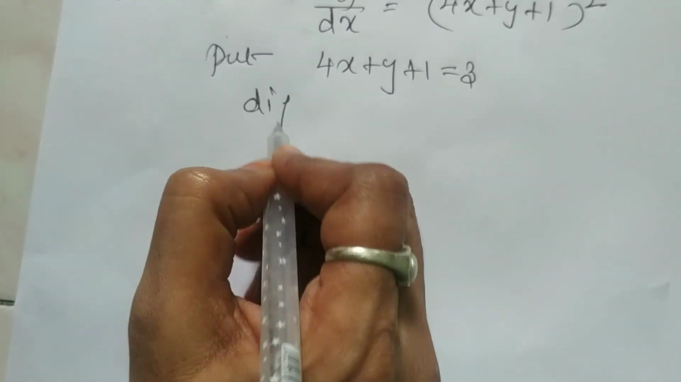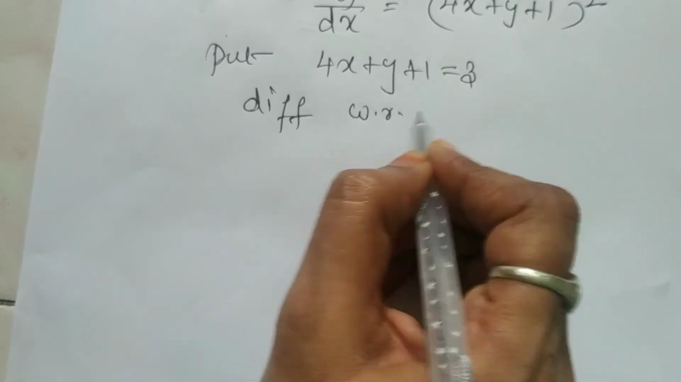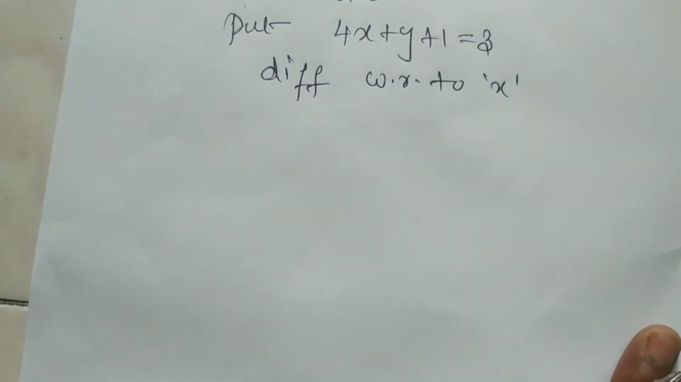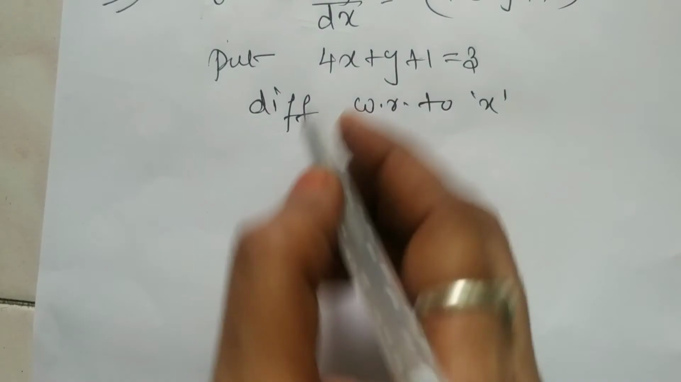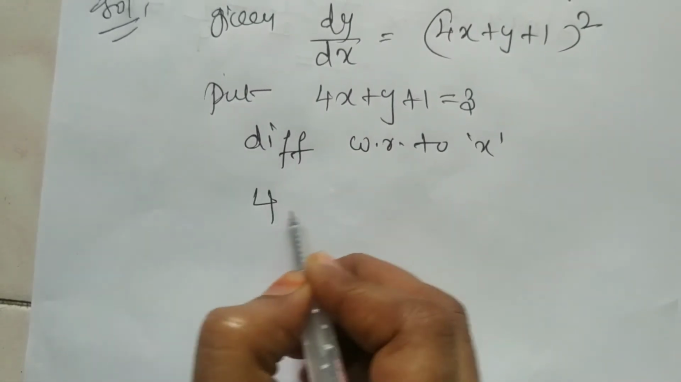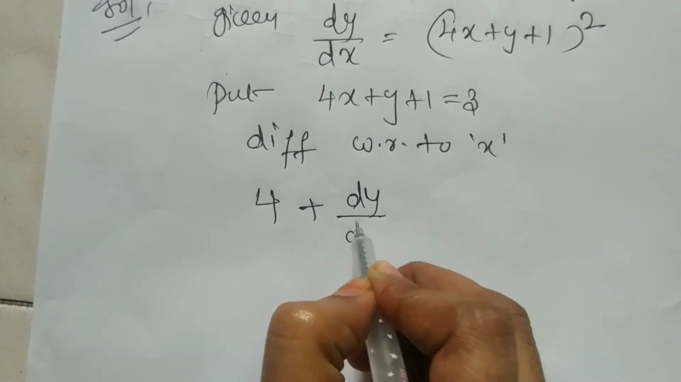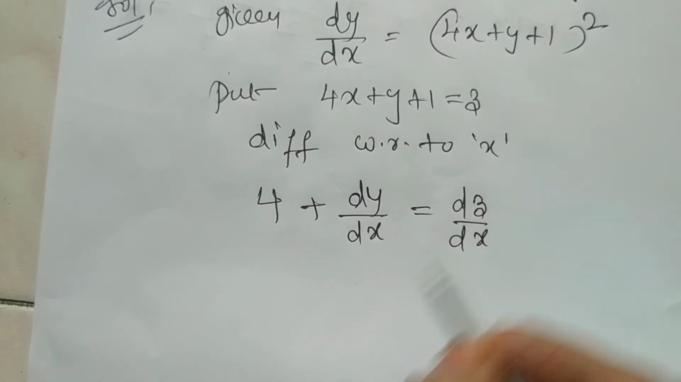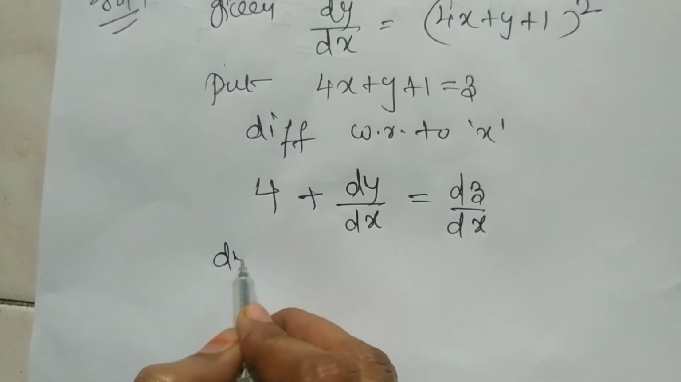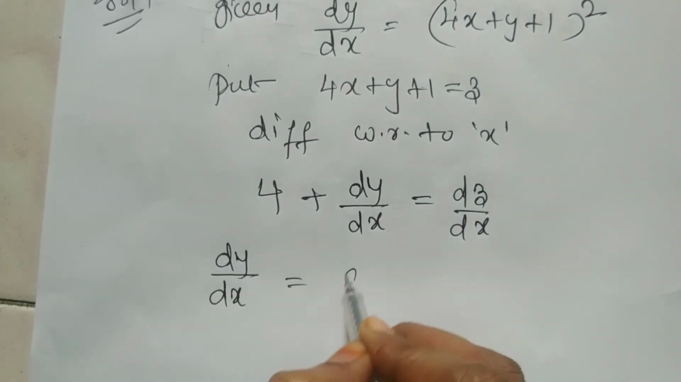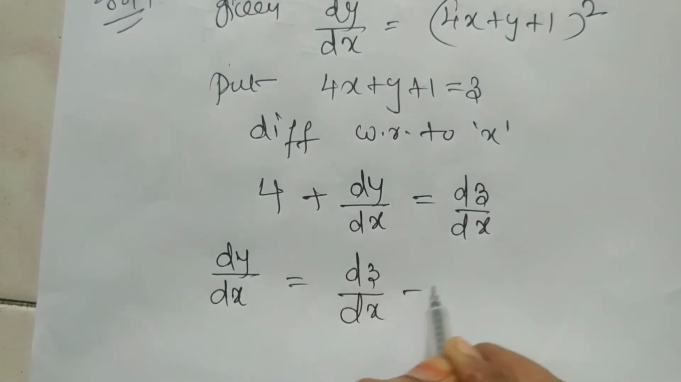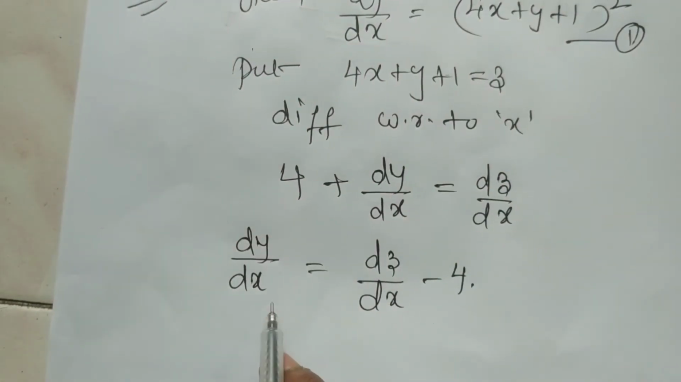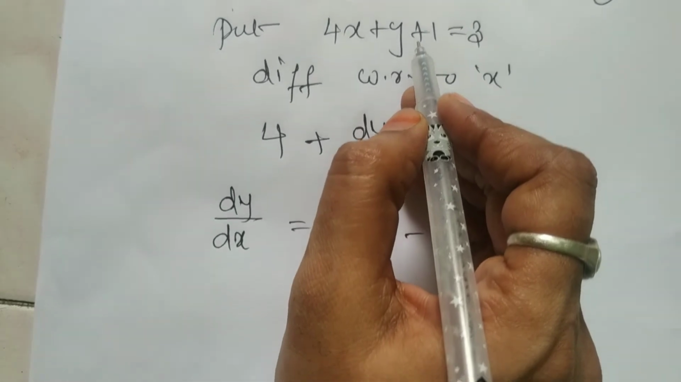So differentiate with respect to x. Then we get 4 into d by dx of x, which is 1. So 4 plus dy by dx plus constant is 0, that is equal to dz by dx. So dy by dx equal to dz by dx minus 4. So I am substituting this dy by dx value in equation 1.